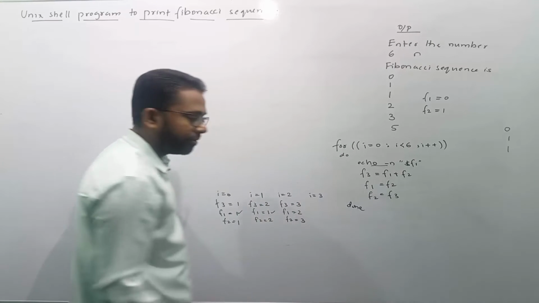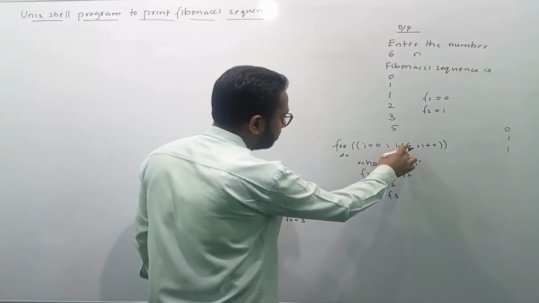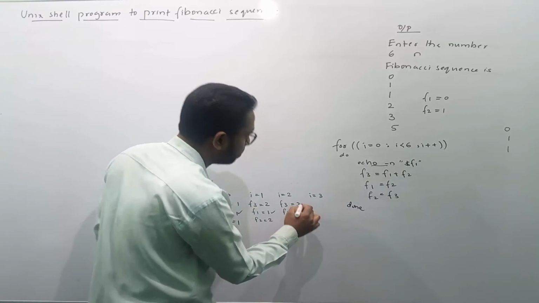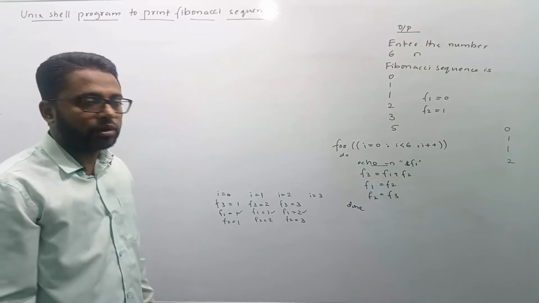I becomes 3. Okay. Now 3 is less than 6. Condition becomes true. Control comes inside the for loop to print F1. Now F1 is 2, so this 2 gets printed, which is the fourth value of our output.